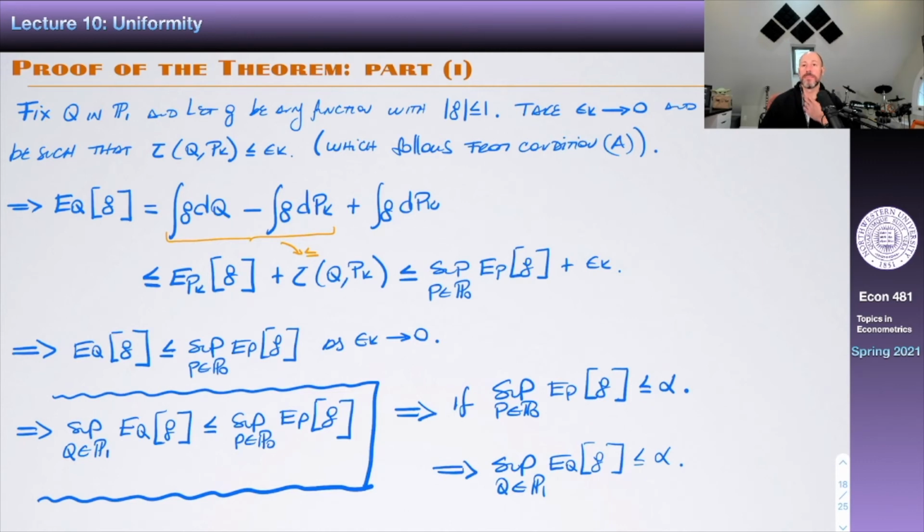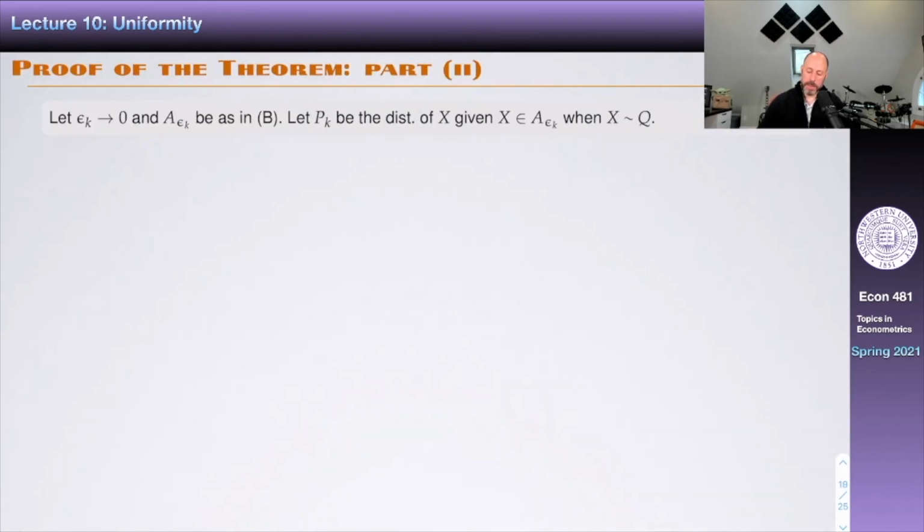Questions about this line? So this is the first part. Condition A gives you that the test, if you control size, has no power. Now we want to go to the second part, and we're going to prove that condition B implies A. Okay? And so I wrote here, let epsilon K go to 0 and let A, K be the set that we have in condition B. PK is going to be the distribution of X given A when X has distribution Q. So what we want to show essentially is that tau of Q pk is less than or equal to epsilon k. That's what we want to show.